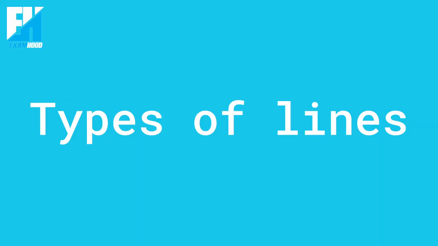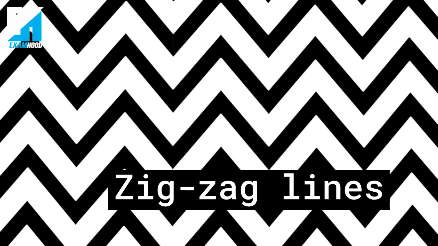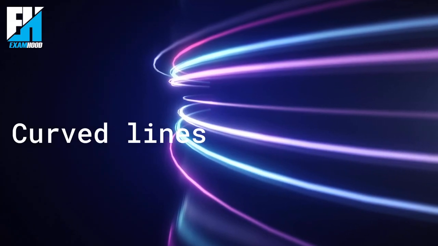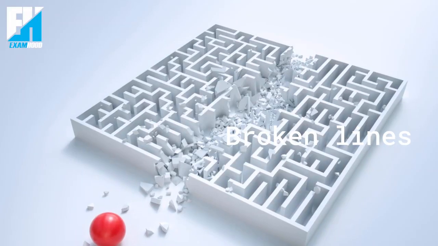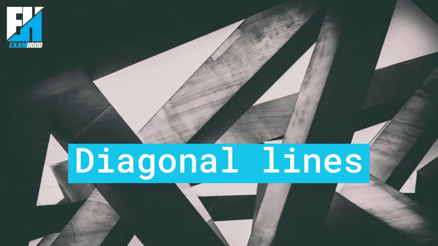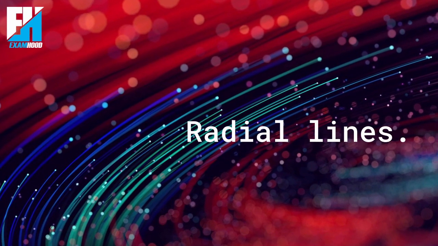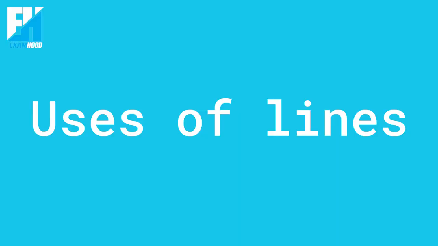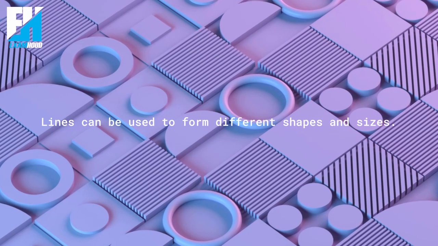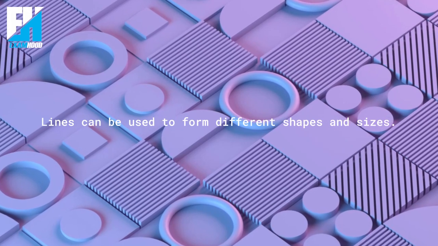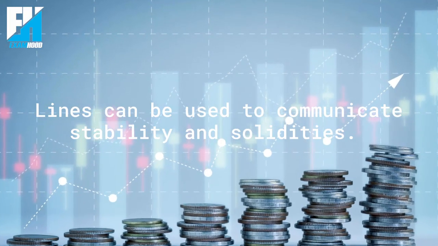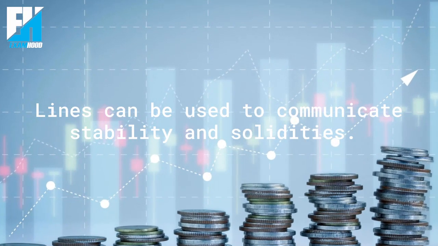Types of lines: zigzag lines, curved lines, straight lines, broken lines, diagonal lines, radial lines. Uses of lines. Lines can be used to form different shapes and sizes. Lines can be used to communicate stability and solidity.